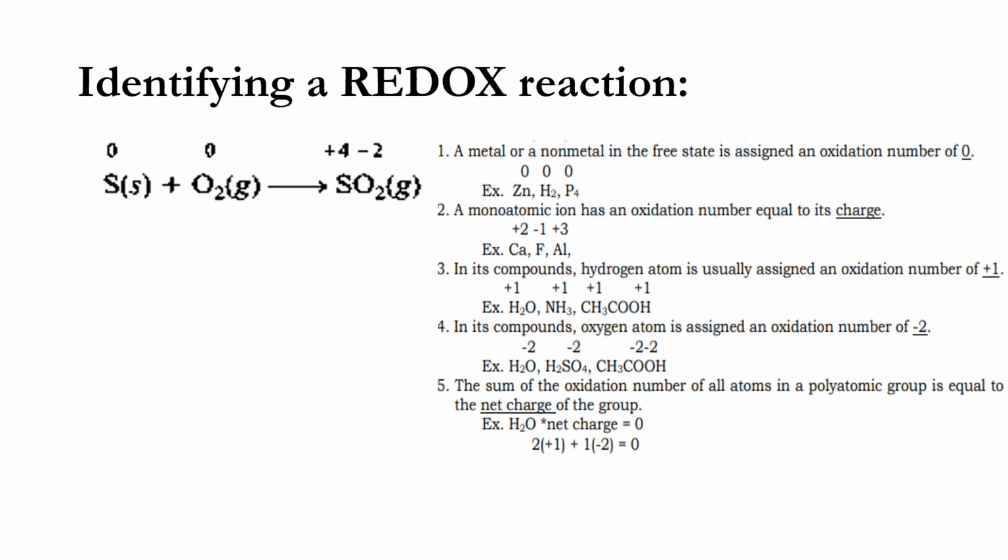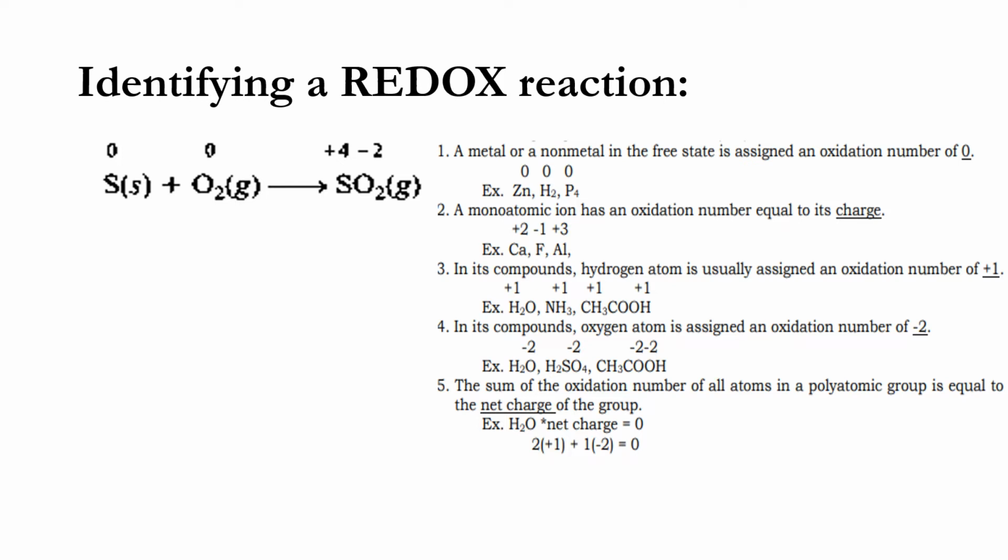For example, we have this simple equation. 1 mole of solid sulfur reacts with 1 mole of molecular oxygen, forming gaseous sulfur dioxide. So, considering the rules that we have discussed in the previous slides, according to rule number 1, an atom of an element, whether metal or non-metal, whenever free and combined, has an oxidation number of 0.